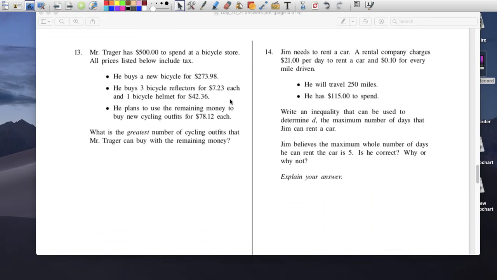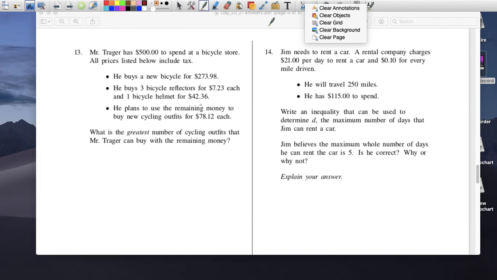13. Mr. Trager has $500 to spend. Here, all prices include tax, okay? He buys a new bicycle, he buys 3 bicycle reflectors. What's the greatest number of outfits? Okay, he wants to buy a bike, 3 reflectors, 1 helmet, and the remaining money he wants to use on outfits. So what's the greatest number of outfits he can buy?